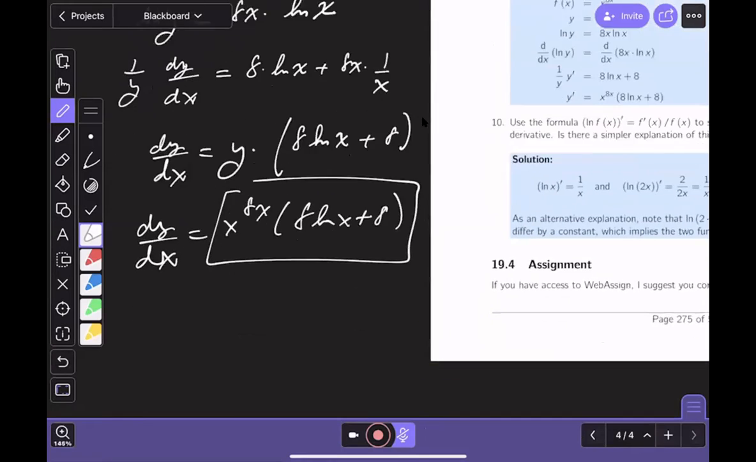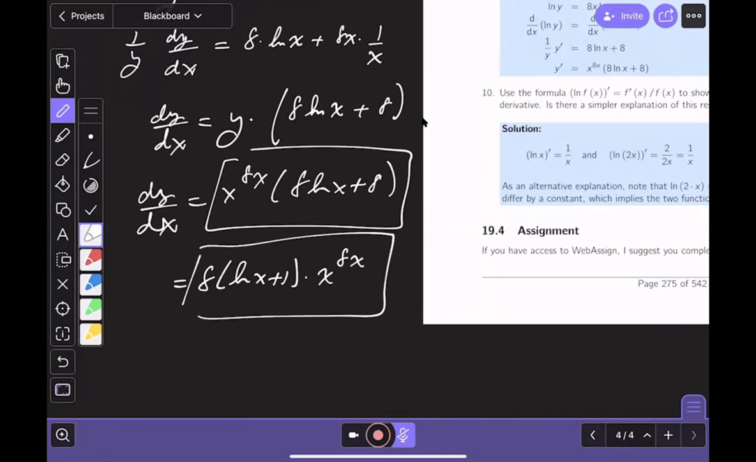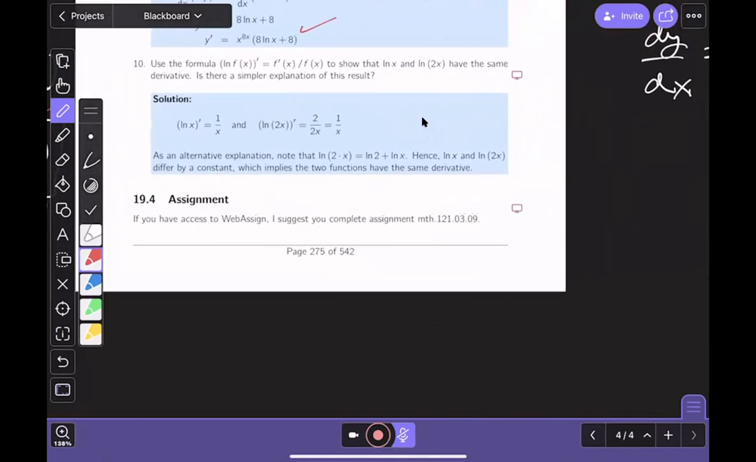Good answer. I do want to simplify a little tiny bit. And I can write down 8 ln x plus 1 times x to the 8x. That's a simpler answer, by the way. Let's look at the key, and I'm looking at this, and it's the same. This is good news. All right, number 12, last question.